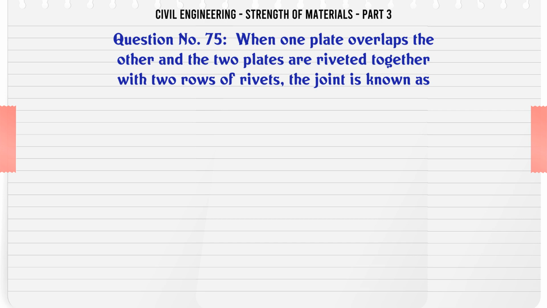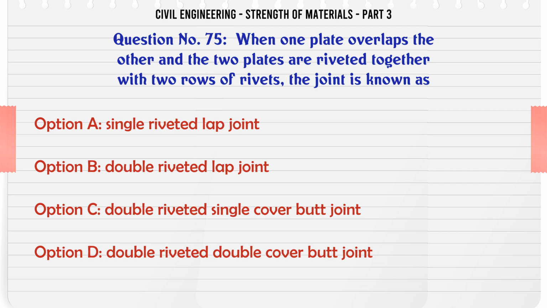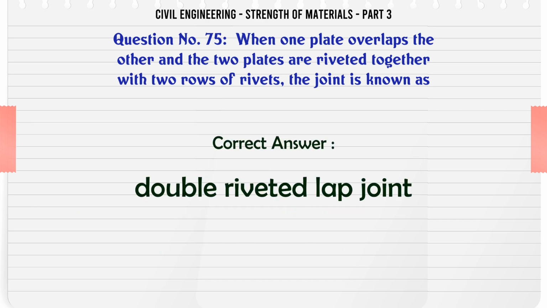When one plate overlaps the other and the two plates are riveted together with two rows of rivets, the joint is known as A. single riveted lap joint, B. double riveted lap joint, C. double riveted single cover butt joint, D. double riveted double cover butt joint. The correct answer is double riveted lap joint.